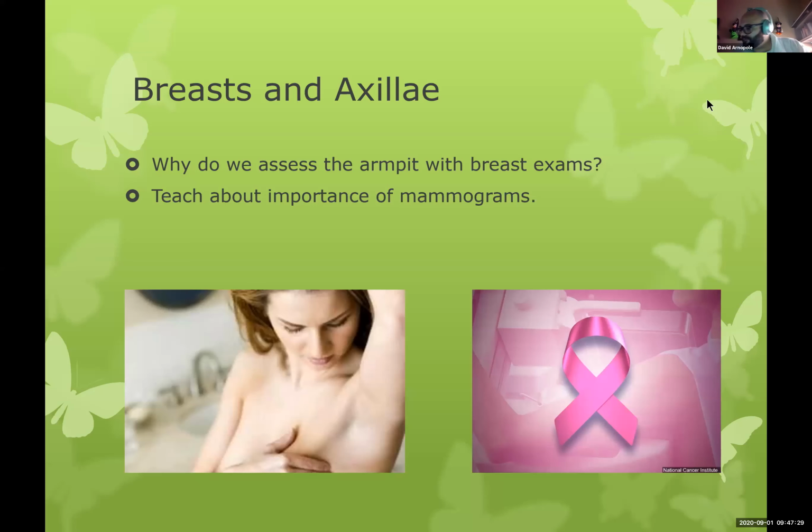All right, breast and axilla. You will have to know how to educate someone how to do this, especially on their own, as well as you'll also know how to do this. But does anybody know why we assess the armpit with a breast exam?